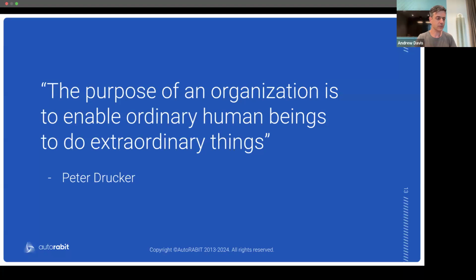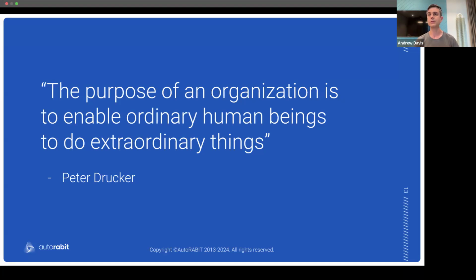One of my favorite quotes is from the management theorist Peter Drucker, who said that the purpose of an organization is to enable ordinary human beings to do extraordinary things. And I find that very powerful. And people love the idea of AI that allows you as an ordinary human being to do something extraordinary, like say a few words, and then all of a sudden, an amazing futuristic, photorealistic landscape is created from just a few words. That's extraordinary. That's amazing. And people are rightly impressed with AI in that way.